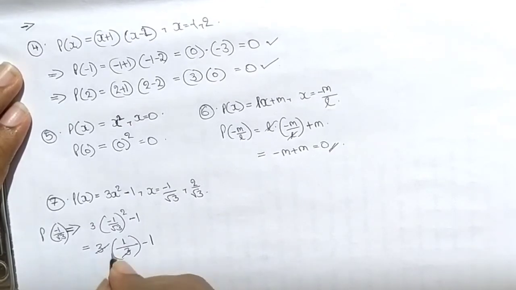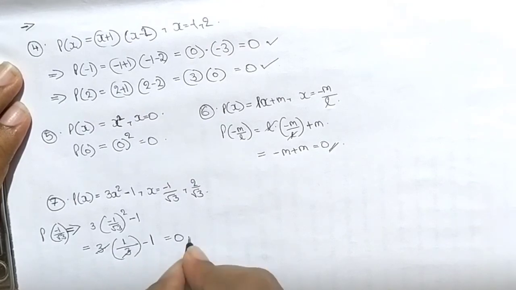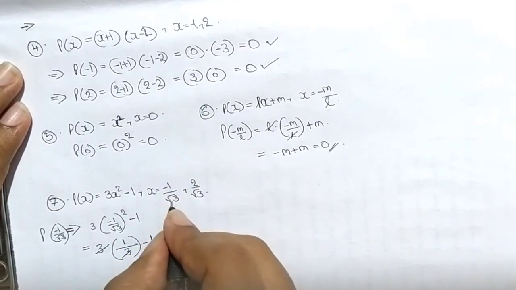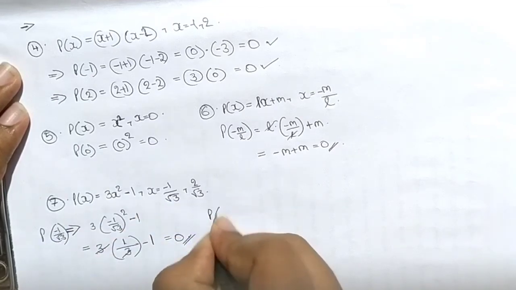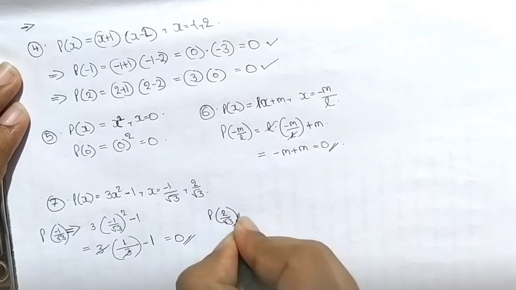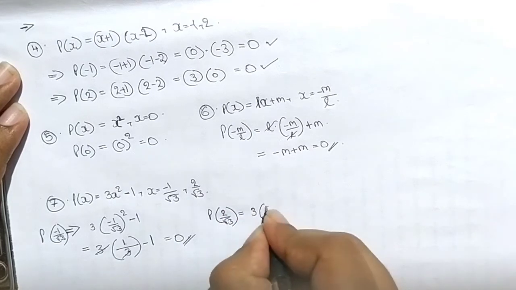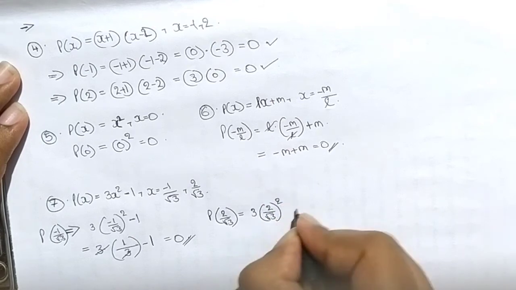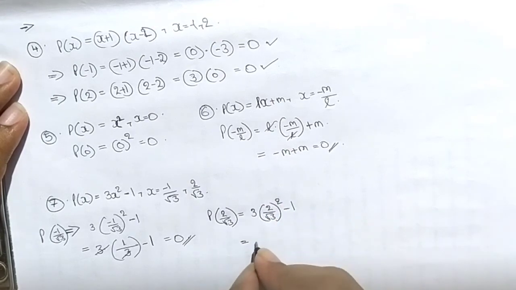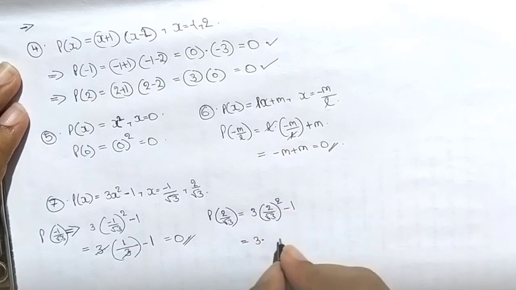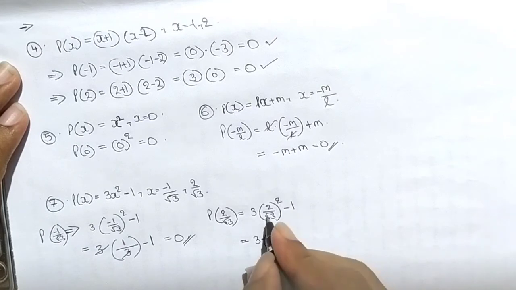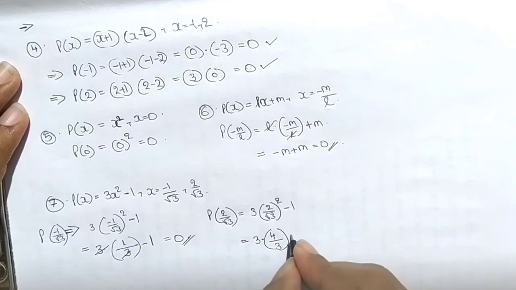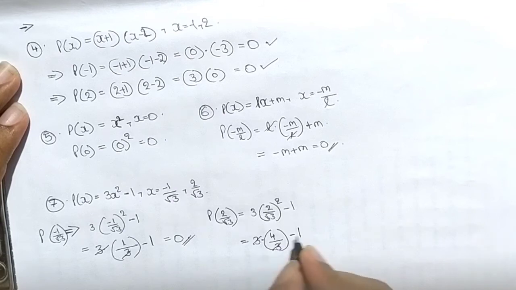Now 3 cancels, 1 minus 1 is 0. We got minus 1 by root 3 as a 0 of a polynomial with this equation. For the second equation, P of 2 by root 3: 3 into 2 by root 3 square minus 1. 3 into 2 square is 4, root 3 square is 3. Why? Because root and square cancel. Minus 1, 3 cancels, 4 minus 1 is 3.